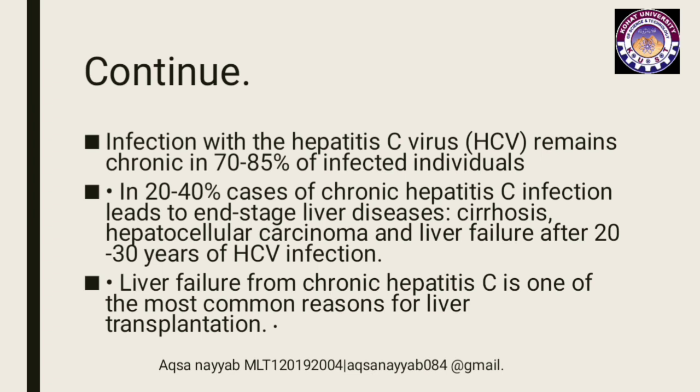Infection with hepatitis C HCV remains chronic in 70 to 80% of infected individuals. An infected individual means a person affected by an organism that can cause disease. In 20 to 40% of cases, chronic hepatitis C infection leads to end-stage liver disease, cirrhosis, hepatocellular carcinoma, and liver failure after 20 to 30 years of HCV infection. Liver failure from chronic hepatitis C is one of the most common reasons for liver transplantation.